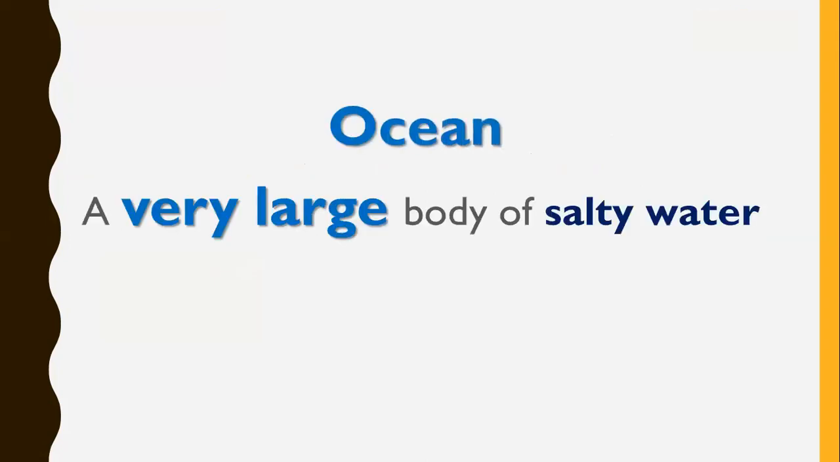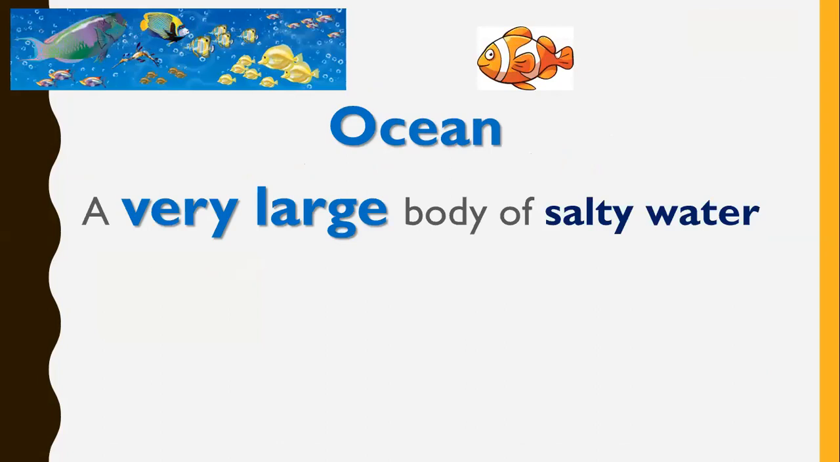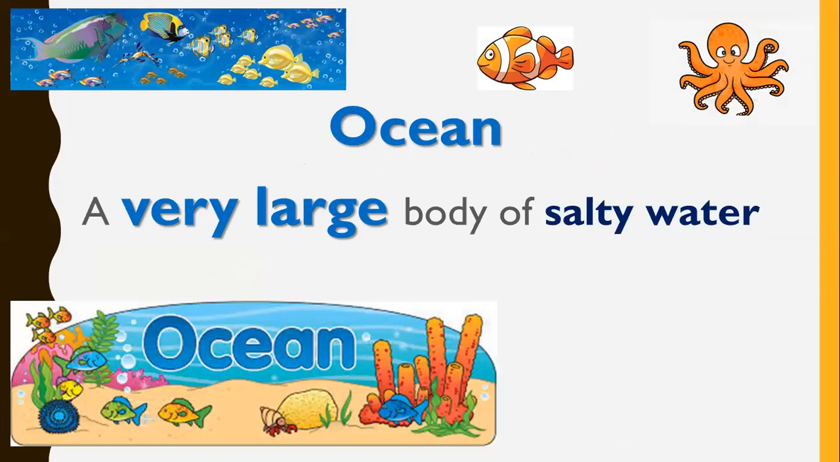Number four, an ocean. The ocean is a very large body of salty water. A very large body of salty water means it's a very, very big body of salty water. You can see here lots of different kinds of fish, octopus, shrimps and others. They live in the ocean. So an ocean is a very large body of salty water.